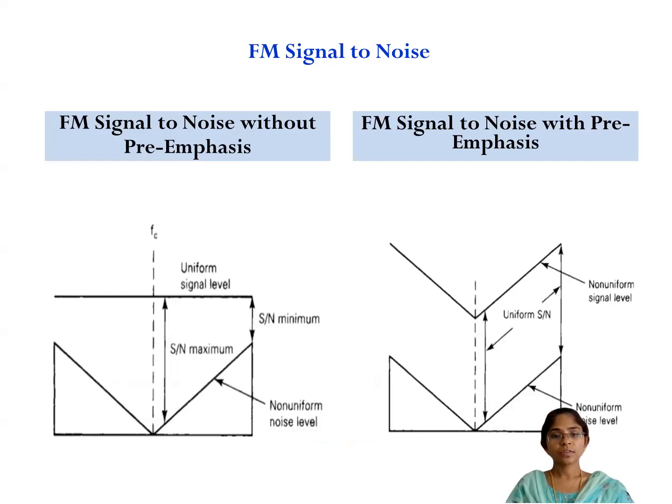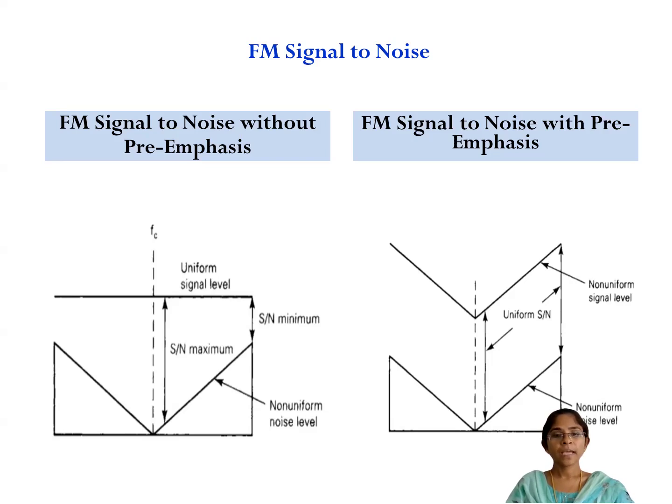So look here: FM signal to noise ratio without pre-emphasis. We have a uniform signal level, and this is the power spectral density of noise. At higher frequencies, this noise is more. So when you calculate the signal to noise ratio, it is minimum at the higher frequencies and maximum at the lower frequencies. For a communication system, the signal to noise ratio should be maximum, so we need to maximize it. This signal to noise ratio is minimum at higher frequencies.